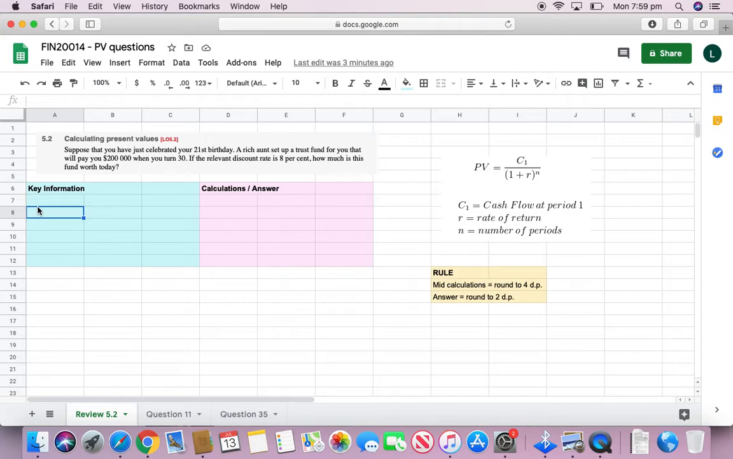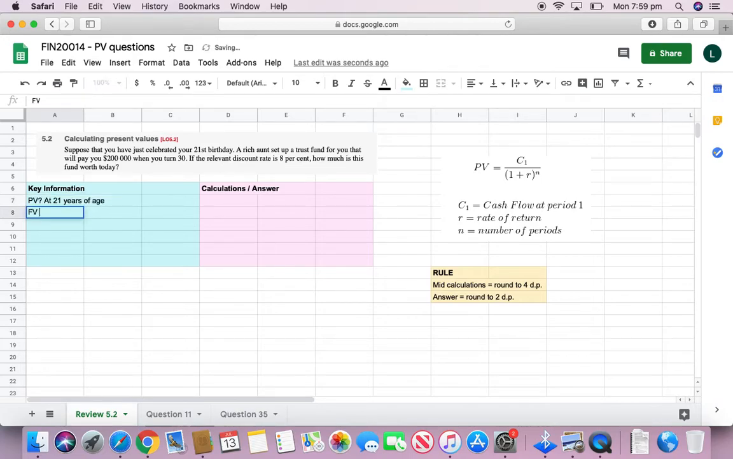So let's have a read of this question first. Suppose that you have just celebrated your 21st birthday. A rich aunt set up a trust fund for you that will pay you $200,000 when you turn 30. If the relevant discount rate is 8%, how much will this fund be worth today? So we're trying to find out our present value, and this is at 21 years of age.